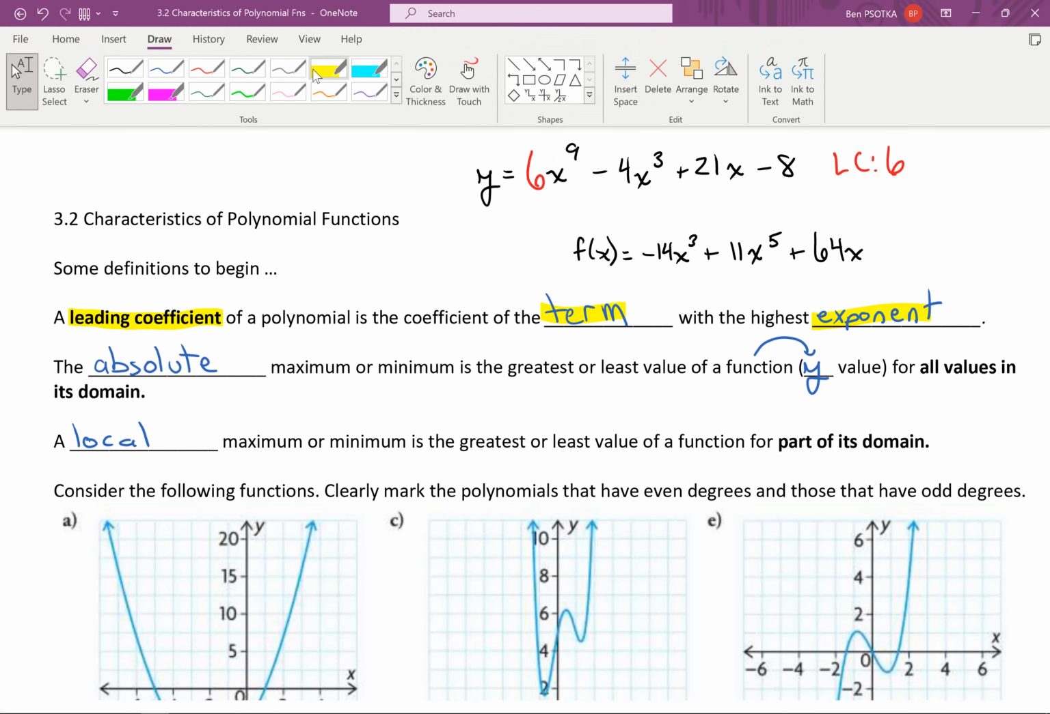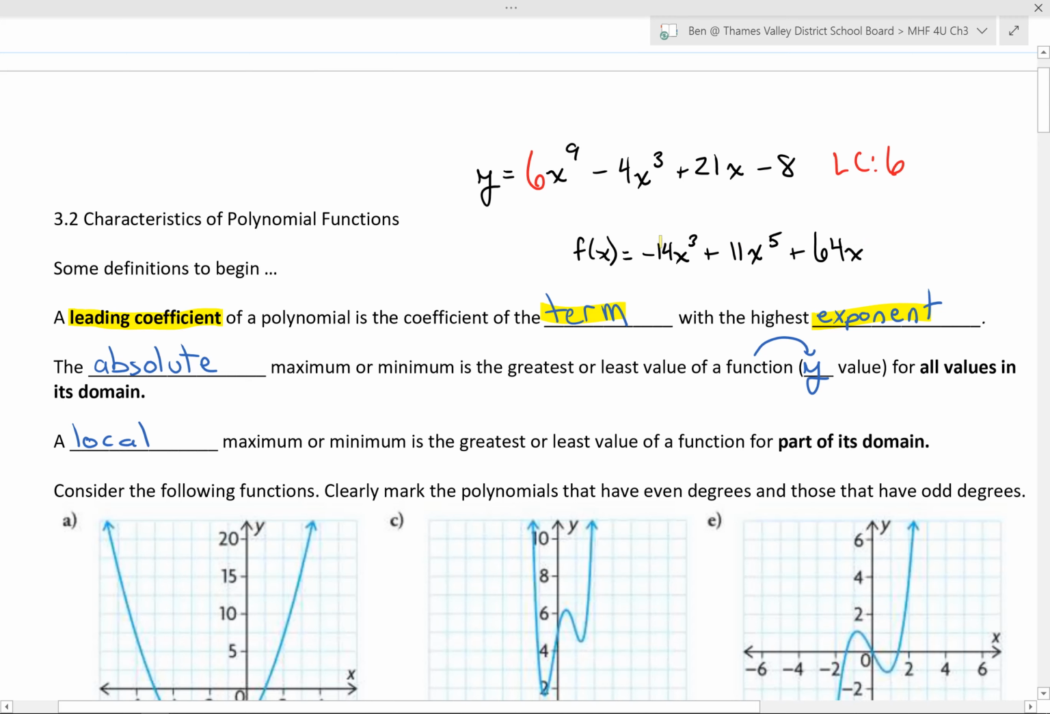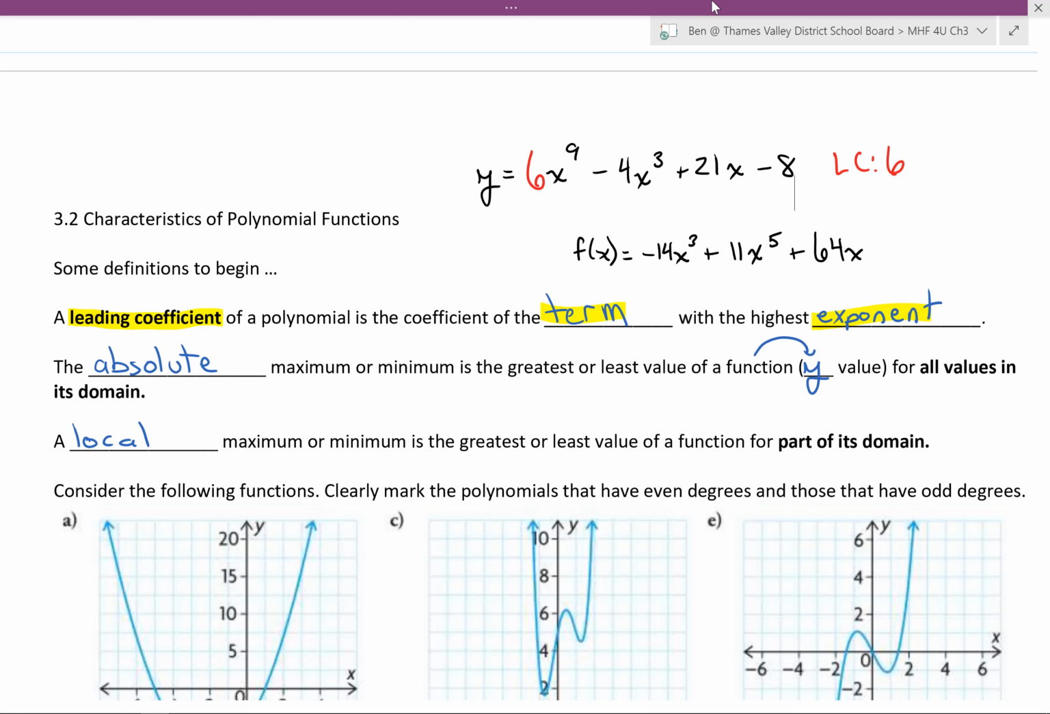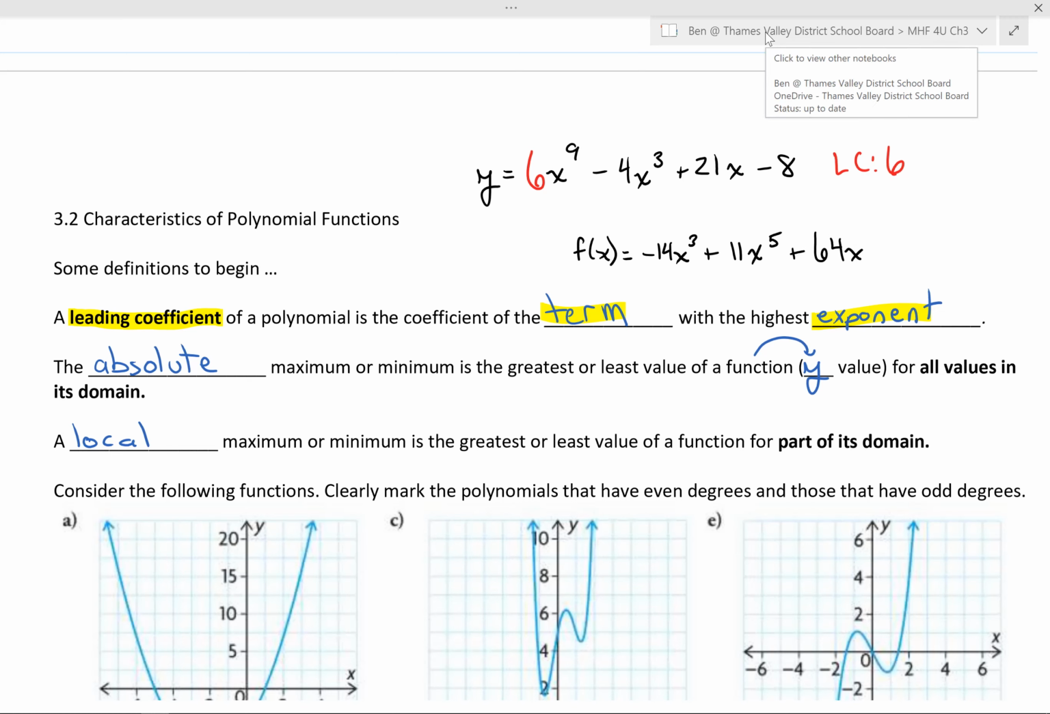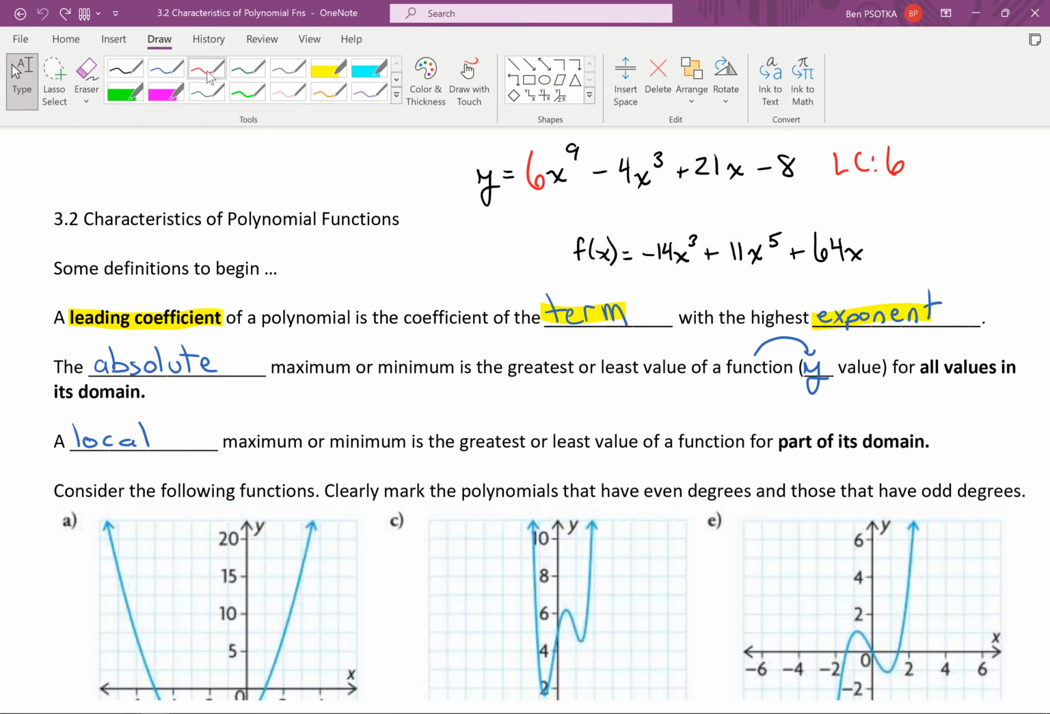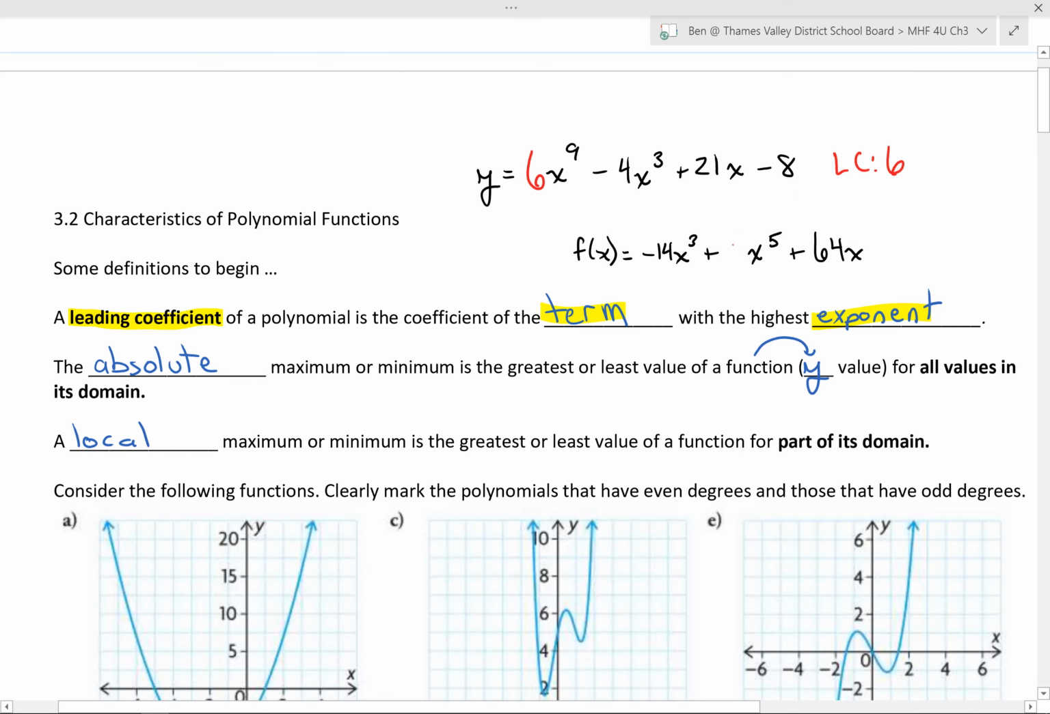Now for our second polynomial, we have only 3 terms: negative 14x cubed, 11x to the power of 5, and 64x. It's no longer written in cascading order with the highest exponent first, so we need to identify that. Our highest exponent is 5, so the degree of this polynomial is 5. The leading coefficient is 11 right here, the coefficient attached to the term with the highest exponent. So our leading coefficient for the second one is 11.